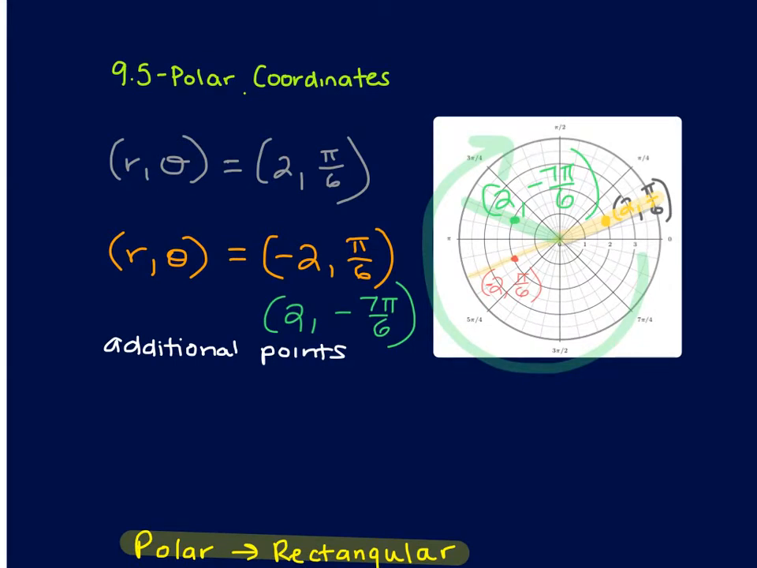Okay, you were also asked to find additional coordinate points that would be the same point on your circle. And there's 2 options here. One is keeping r the same, but then adding or subtracting even multiples of pi.